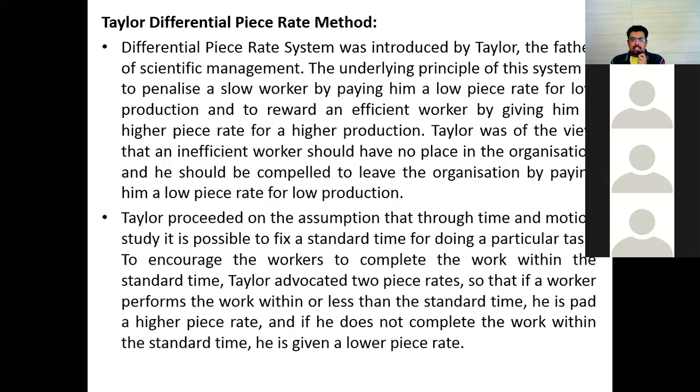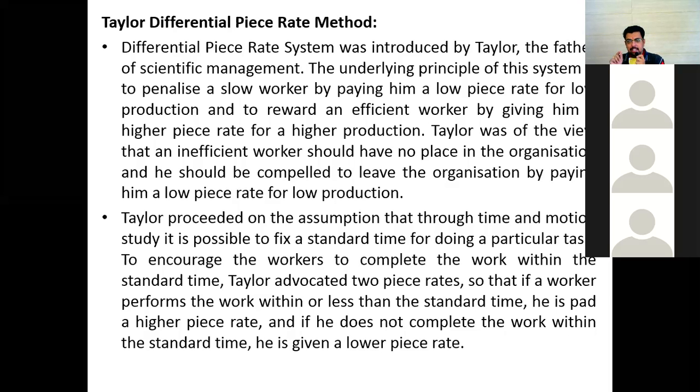The Taylor piece rate system was introduced by Taylor, the father of scientific management. The underlying principle of this system is to penalize a slow worker by paying him a low piece rate for low production, and to reward an efficient worker by giving him a higher piece rate for higher production.